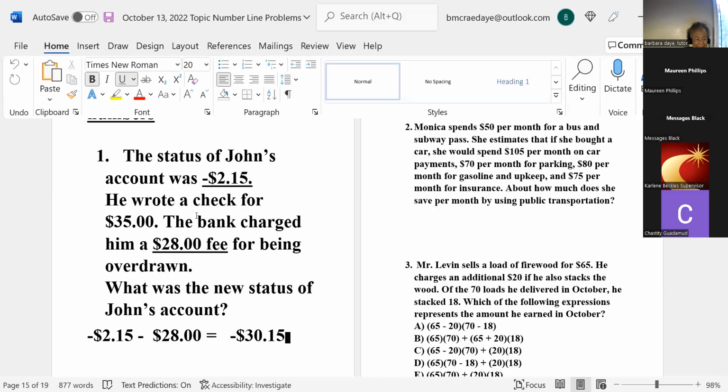Signs, adding negatives: add two negatives, you get a negative. Add two positives, you get a positive. Add a positive and a negative, you subtract, and like Maureen said before, you use the sign of the number that has the greater absolute value. Questions on number one?